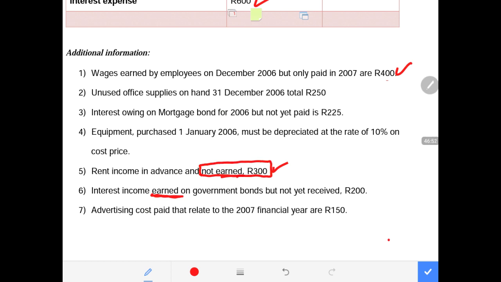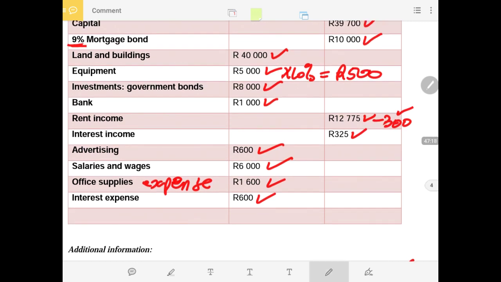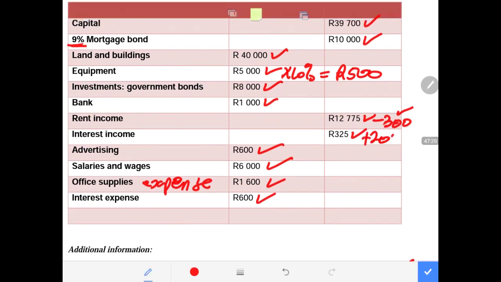Therefore we need to remove it because it's not for the current year but for the next year. In this case, interest income earned means we're supposed to have received it the minute you earn something. It was on government bonds, but not yet received. That means we're supposed to receive the 200, but it's not yet received. That means it is not included in the amount of 325 that is in the trial balance because it is not yet received, but it was supposed to be received.